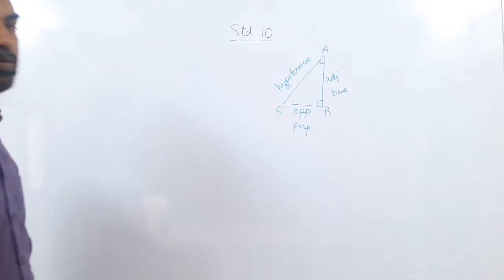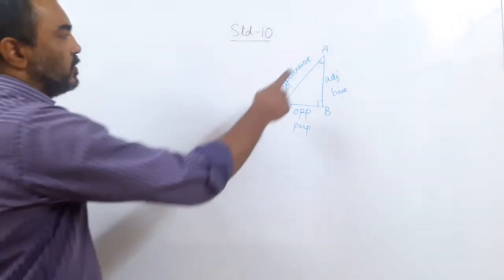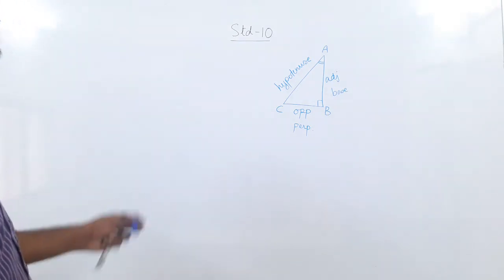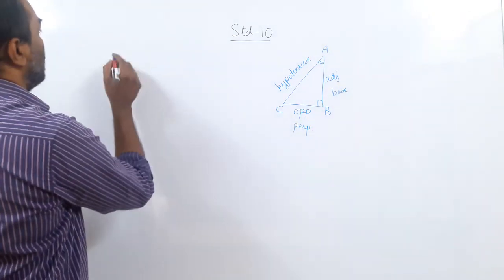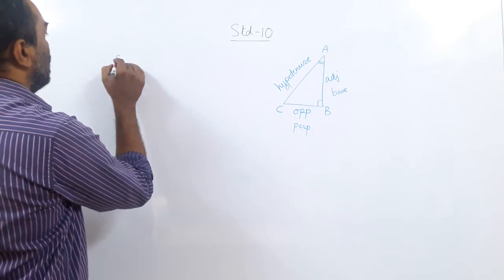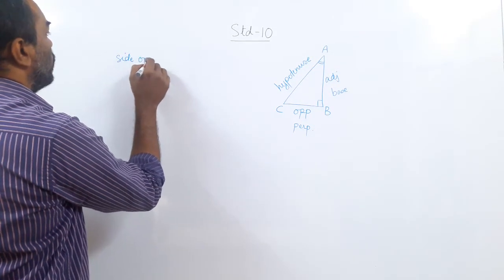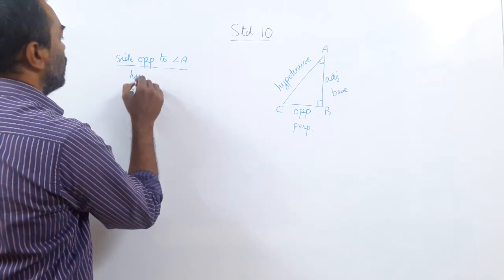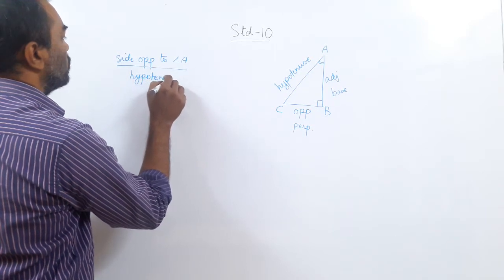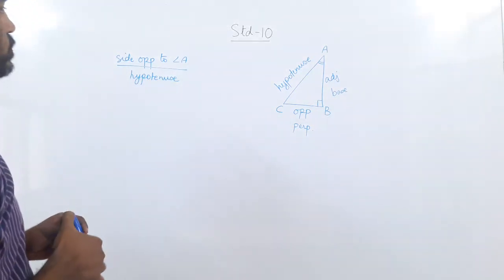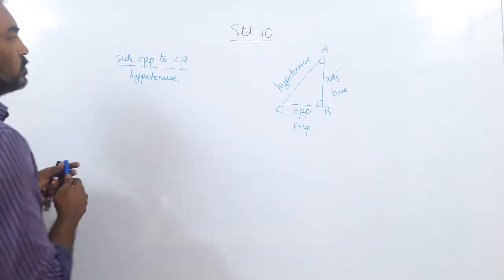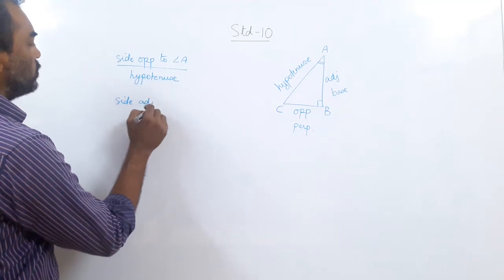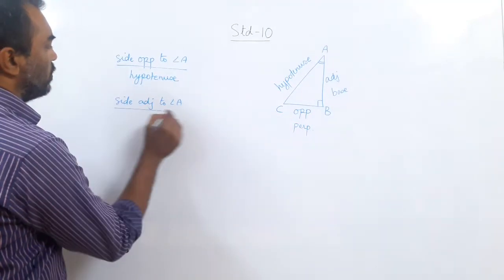Okay? So, yesterday we said there are three sides, so 6 ratios are possible. So let me write the ratios. What ratios will I take? The side opposite to angle A upon the hypotenuse, or the side adjacent to angle A and the hypotenuse.